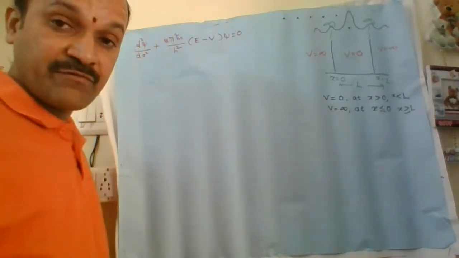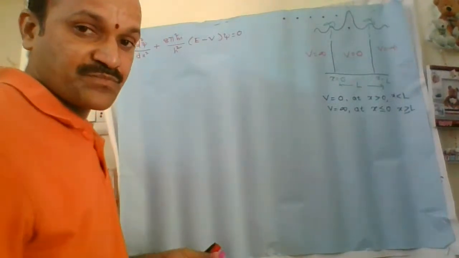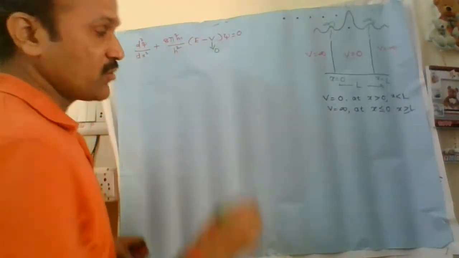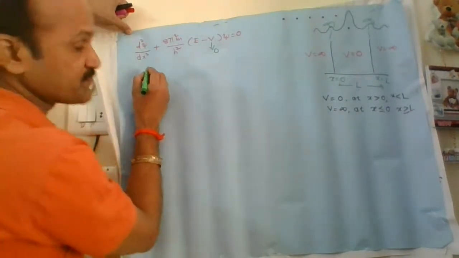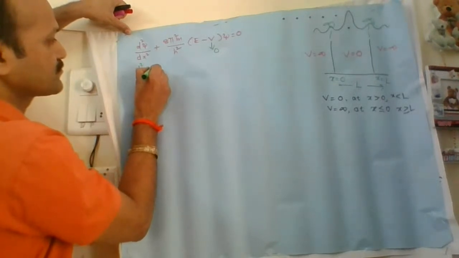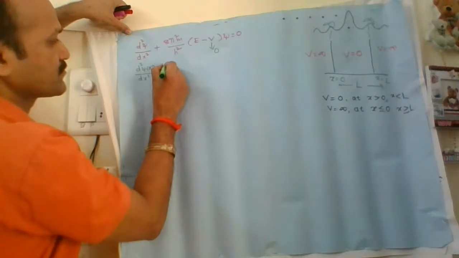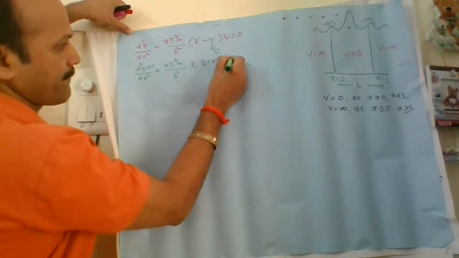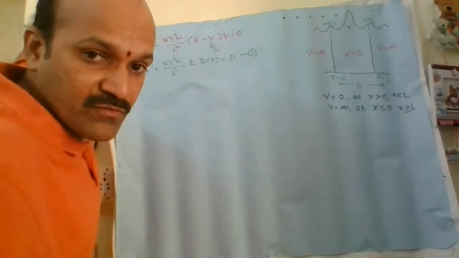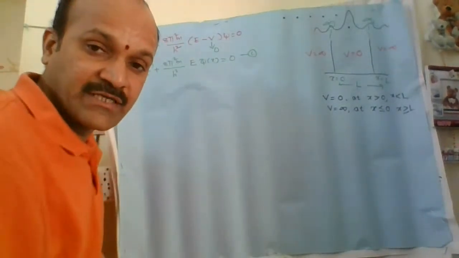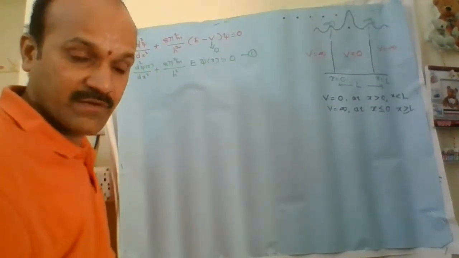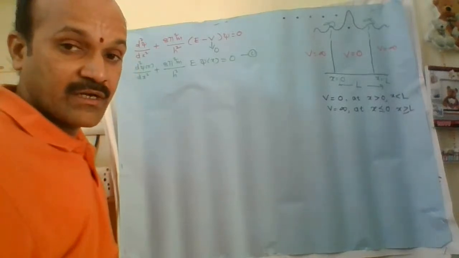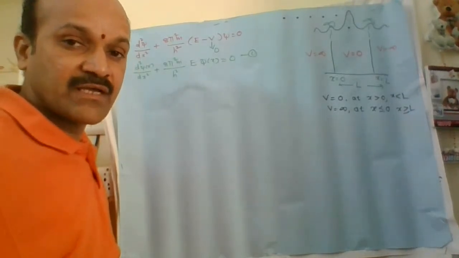Okay, this is the Schrodinger wave equation in general. Let us apply it to this case. In this case, what is V? V is 0. So now the Schrodinger wave equation becomes d square psi by dx square plus 8 pi square m by h square into E psi equal to 0. Right. So here 8 pi square m by h square into E we will take as some constant.